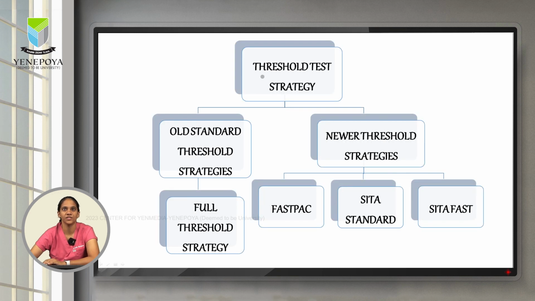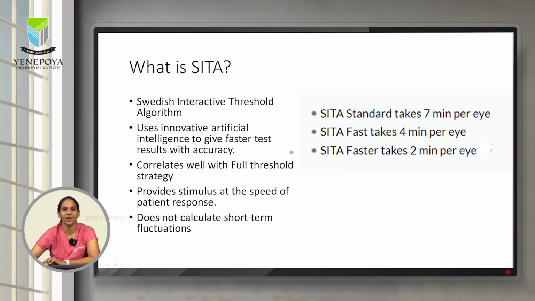Okay. So now we will move on to the threshold test strategies. There were old standard threshold strategies which involved full threshold strategies. These took a lot of time and the patient was not able to concentrate for such a long time. So they developed newer threshold strategies. There is FastPac, there is SITA Standard and then SITA Fast. There is something called SITA Faster also. Okay. So, what is SITA? It's the Swedish Interactive Threshold Algorithm. It uses artificial intelligence to give faster test results with the same accuracy.